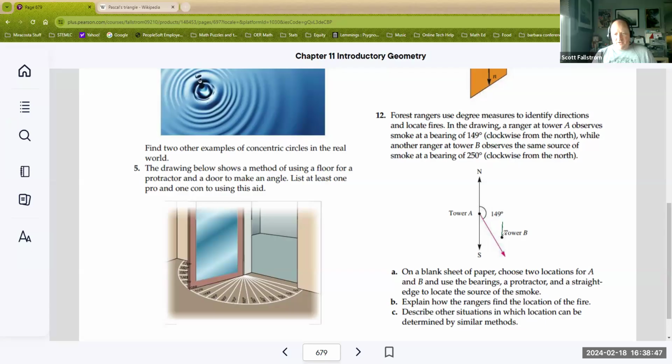So again, draw north in. There's north. Here would be 180 degrees from north. They did it at 250. Now again, 270 would be over here. So 250 is something like this. So this would be 250 degrees all the way around.